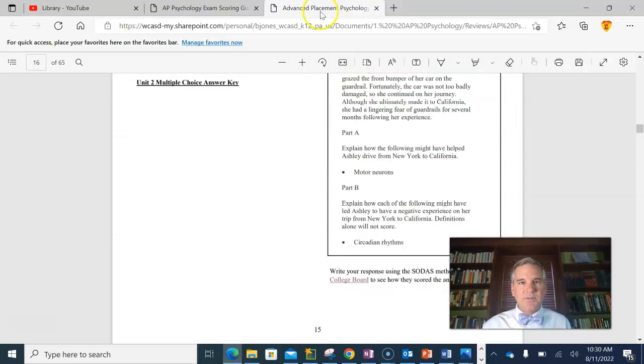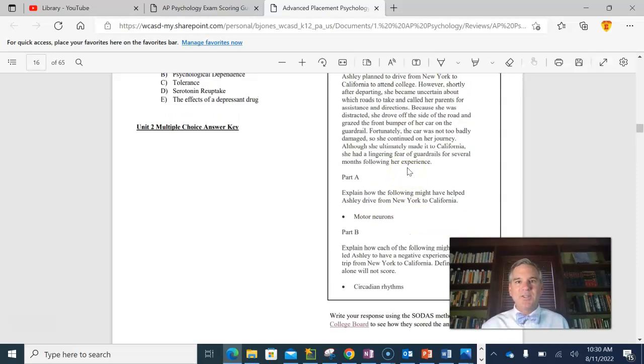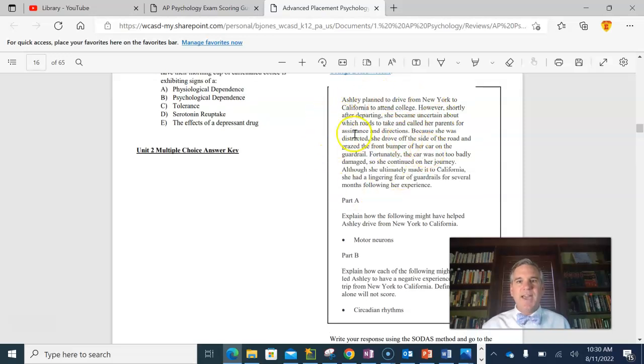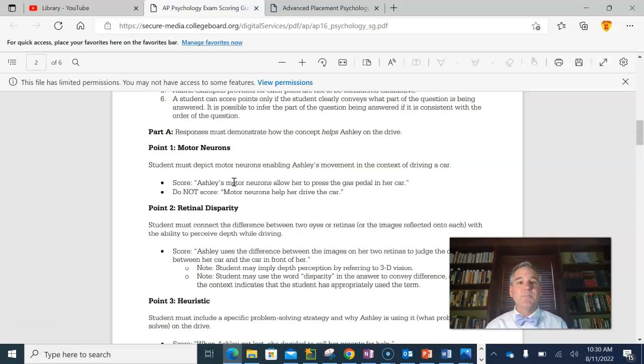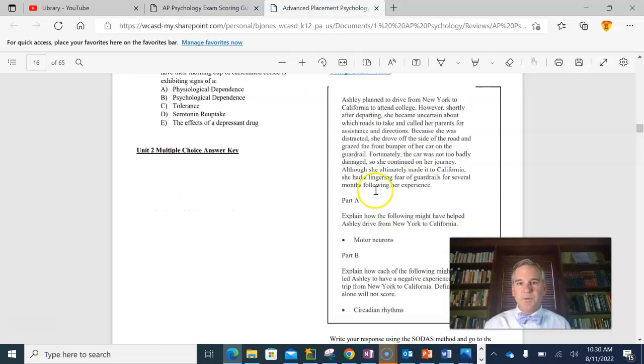So coming back here to our question, you'll see the first bullet point is motor neurons. You will want to define what motor neurons are, and then you want to make sure that you apply motor neurons back to this scenario of Ashley driving from New York to California. Now, when you go to the scoring, you will see what they're looking for. Students must depict motor neurons enabling Ashley's movement in the context of driving a car. So again, what is a motor neuron? How does it apply to Ashley? And that's what you're going to want to do for each of the bullet points.